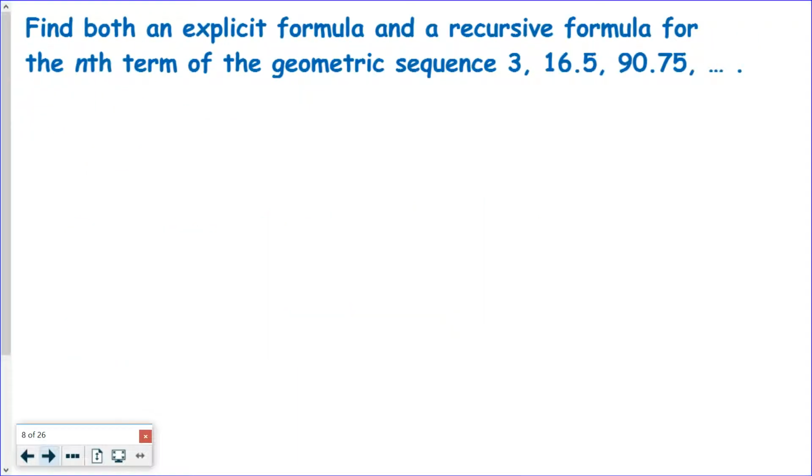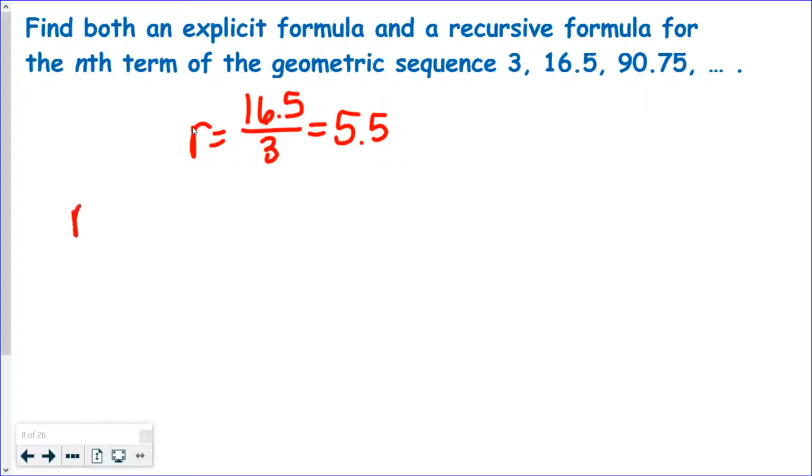All right, let's see if we can do the next one. Again, it wants us to write both the explicit and the recursive formula. In order to do those, we need to find our ratio. Our ratio for this one is going to be 16.5 divided by 3, which is 5.5.